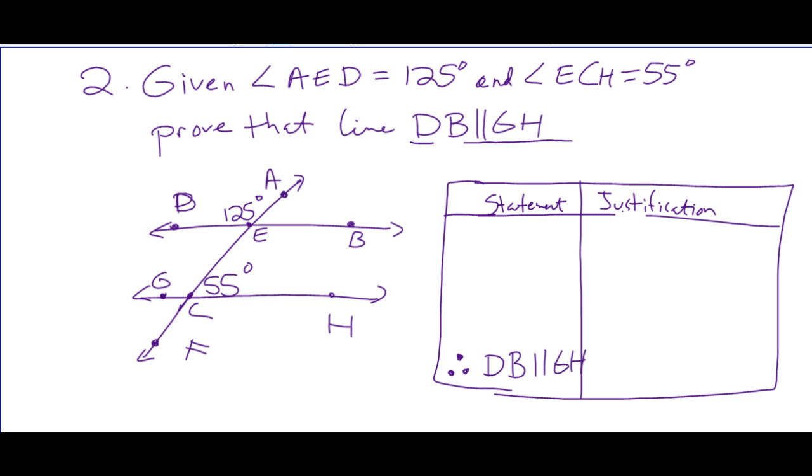We cannot make that statement because it's the conclusion. So we need to start with a statement. What do we know? Give me something we know. It's going to start with angle. Angle what? Angle DEA. That's 125. Boring.